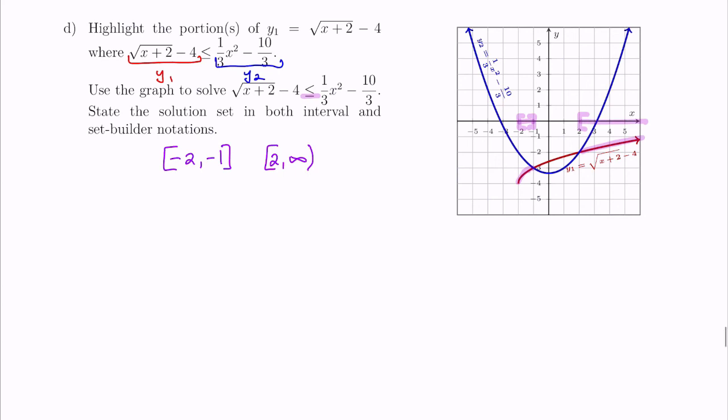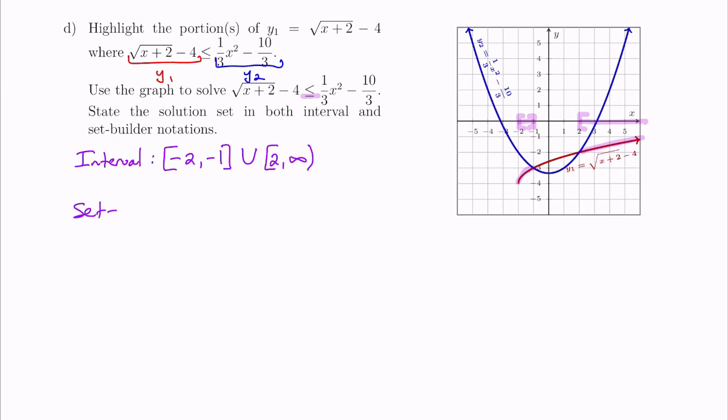The way we capture the word or in this interval notation is with the union symbol. So that union would say, I can pick from -2 to -1, including either -2 or -1, or I can pick from 2 to infinity, again also including the 2. That is the interval notation way to state the solution set.